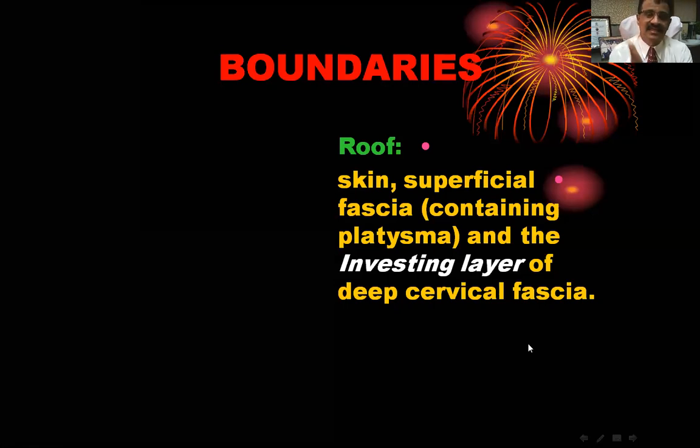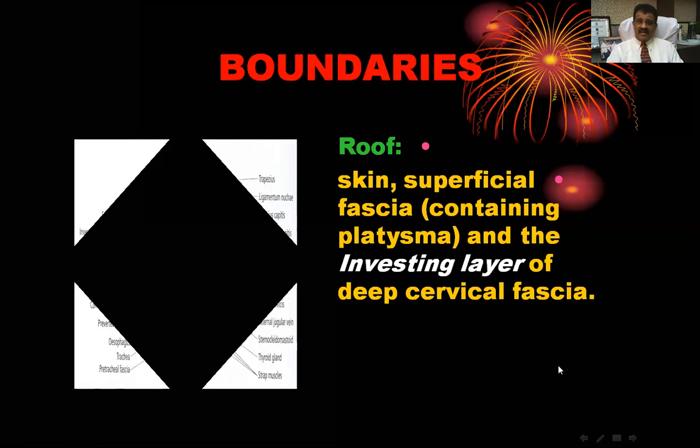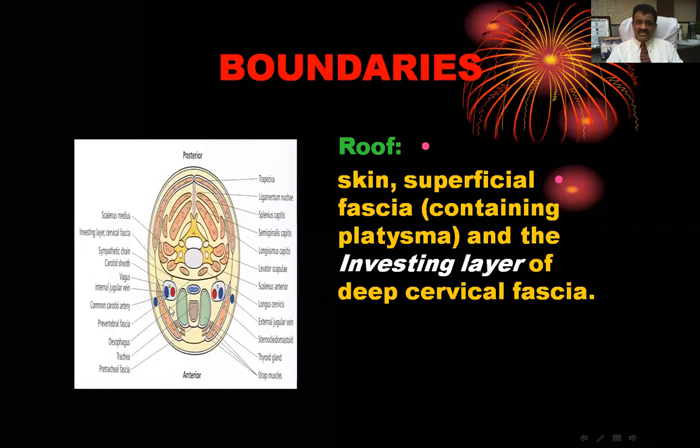So skin, of course you know the layers of the body. Skin, superficial fascia, which contains the platysma muscle, a subcutaneous muscle, and the investing layer of the deep cervical fascia. If you don't remember the investing layer, you can also write deep cervical fascia, but since deep cervical fascia has many entities, you can count the investing layer for the roof of the anterior triangle. Here you can see a cross section with the various layers of the neck, right from the skin up to the vertebrae.